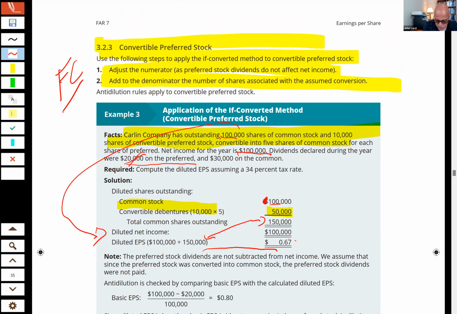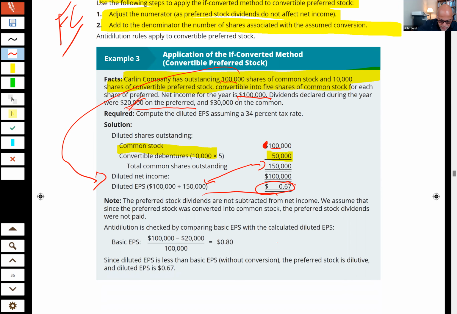That gives me 0.67. And then you look at, well, what was the basic earnings per share? Then I would have taken the preferred dividends, and I probably shouldn't have crossed it out because you need to consider it to see if the conversion of preferred stock was dilutive or not. And sure enough, it was, and so it would be reported.